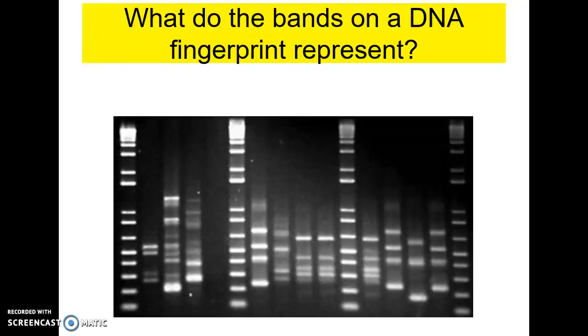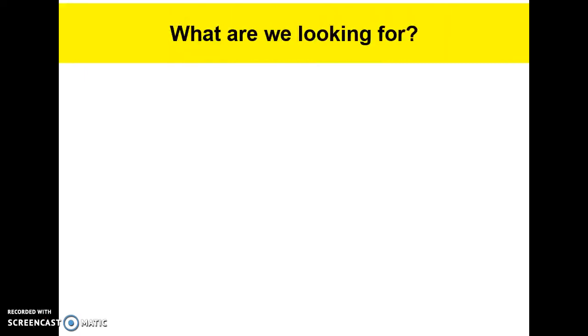So, what do the bands on a DNA fingerprint represent? They are fragments of DNA. So the little colored white bands is what they are talking about in the picture. Each white band is a section of DNA that has been separated out. What are we looking for?